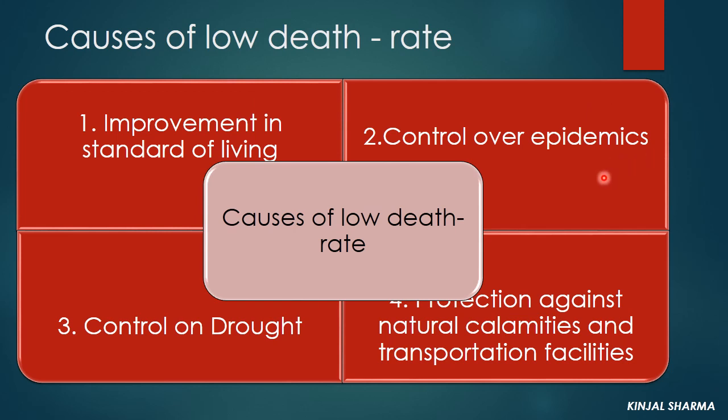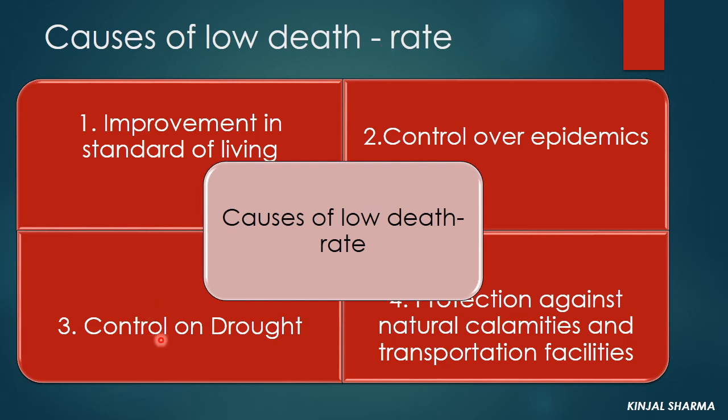Second is control over epidemics. So in the beginning of 20th century, there were life-threatening diseases like measles, malaria, tuberculosis, which raised the death rate. But at the end of 20th century, because of the development, it resulted in extraordinary progress and innovation of various immunization vaccines, which has resulted in successful control over the aforesaid diseases and death rate. So because of that also there is low death rate.